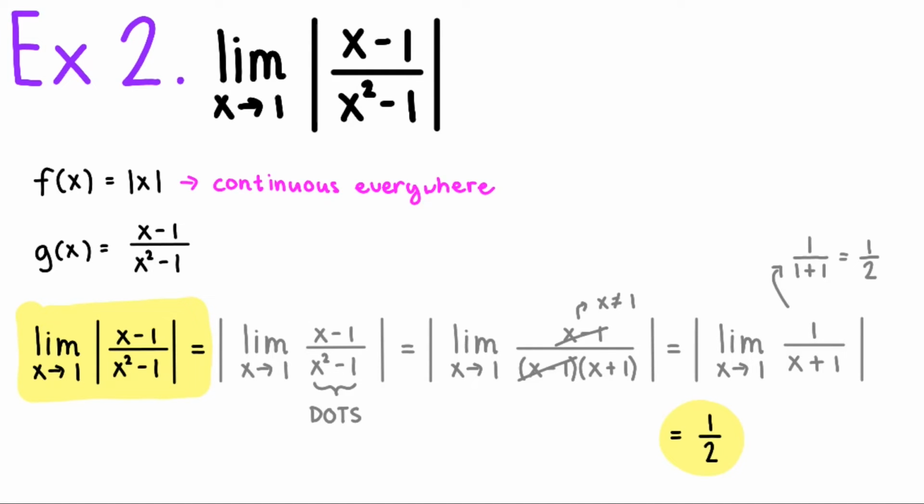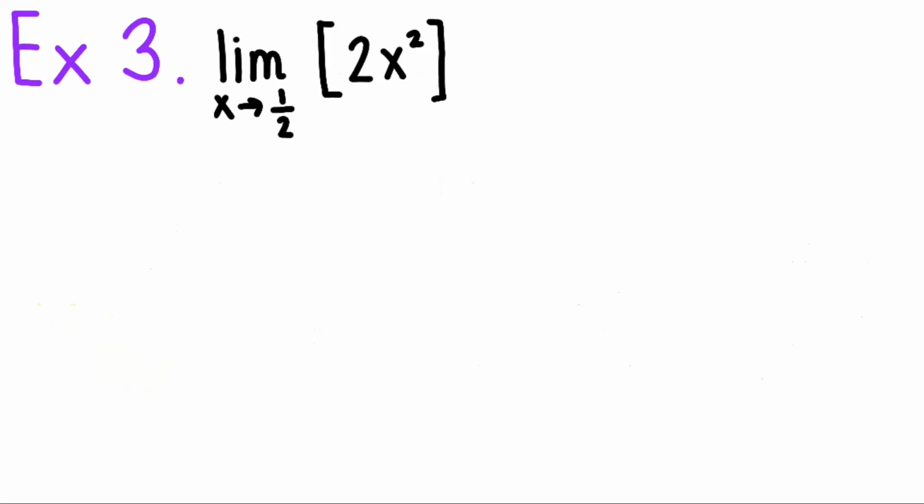So I hope you got that one correctly. And let's now move on to the last example. In here, we have the limit of the greatest integer function of 2x squared as x approaches 1 half. Again, feel free to pause the video so you can try this one first on your own. Okay, good. So let's start.